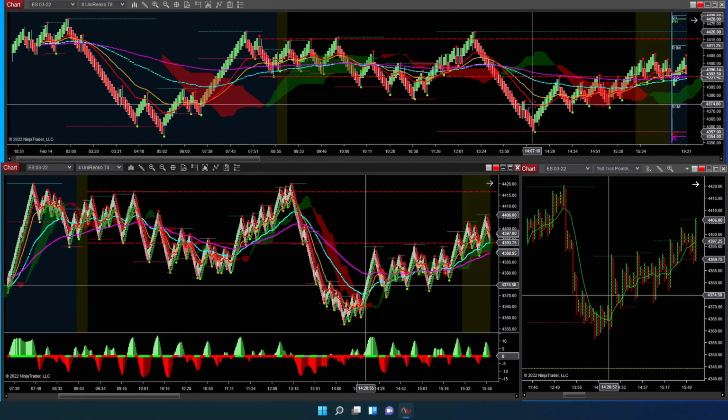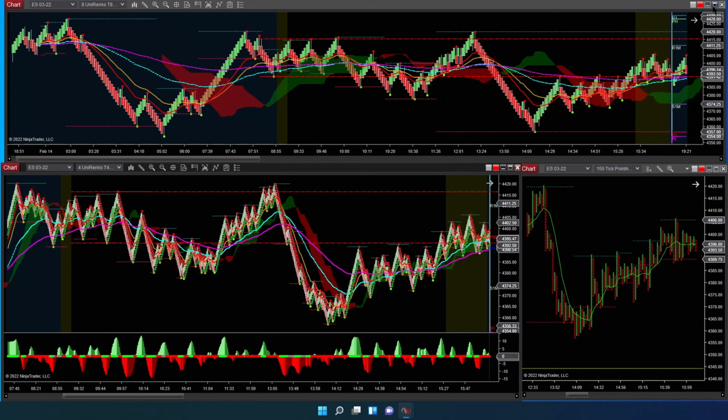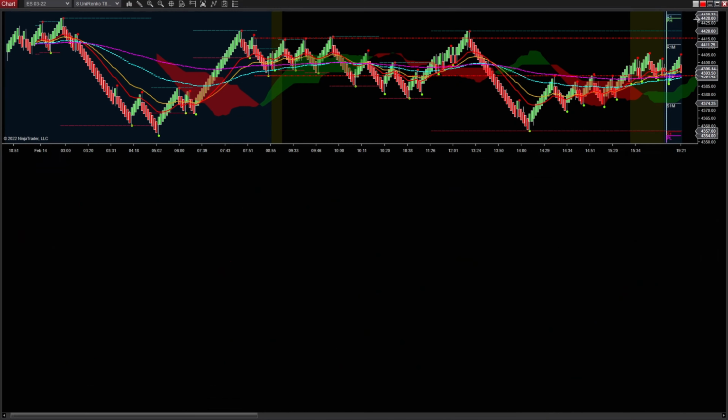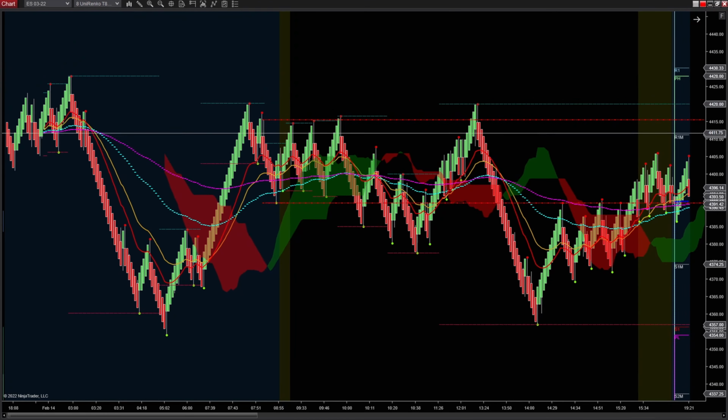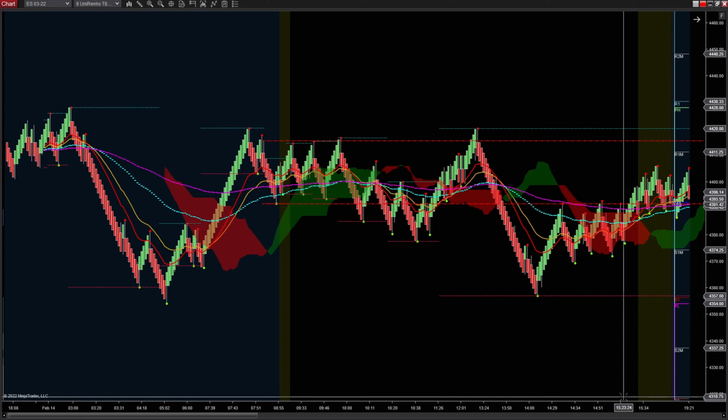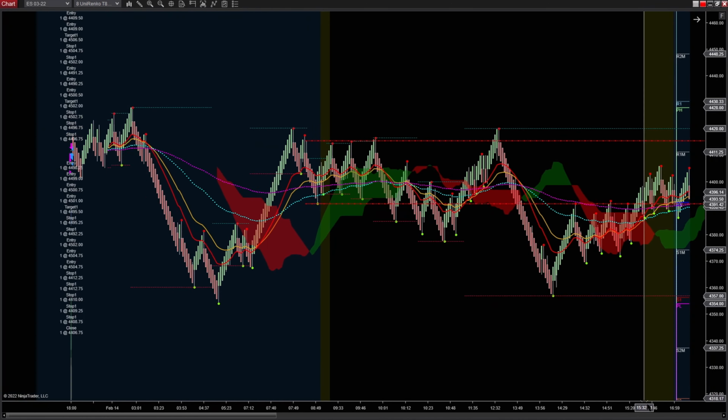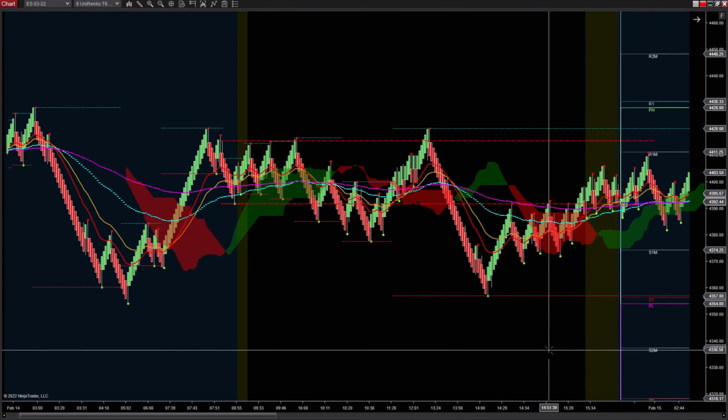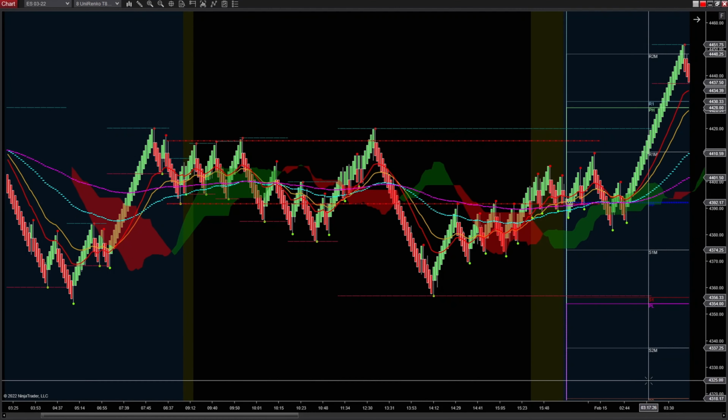I'm gonna continue with ES. Let me expand this a little bit on the higher time frame in the anchor chart, and then show a little bit what's going on.